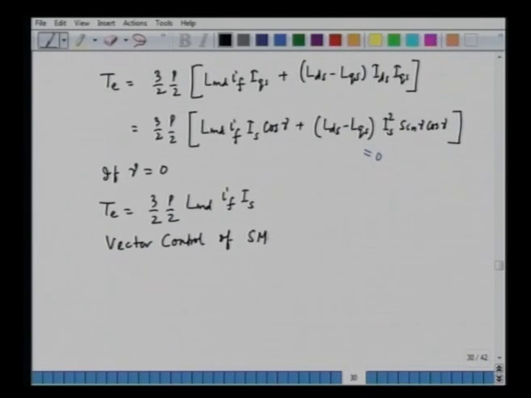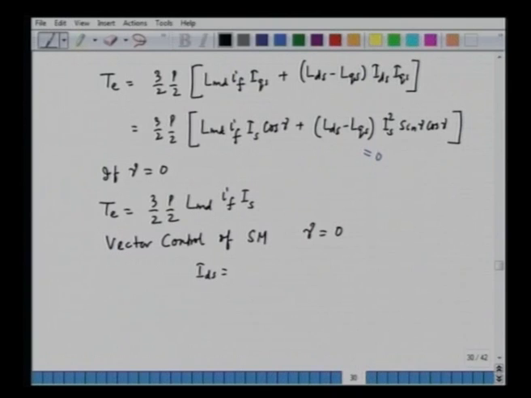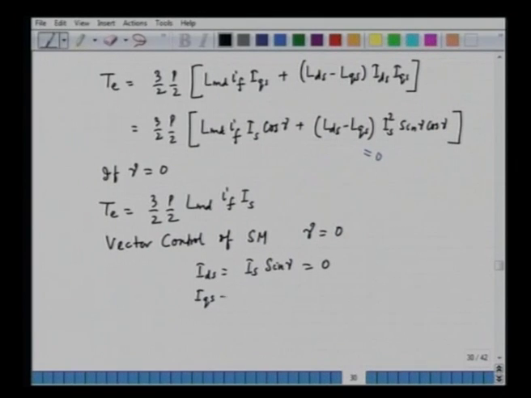Of synchronous motor. So, if gamma equal to 0, what are the two components of currents? We know that IDS is equal to IS into sin gamma, that becomes equal to 0. So, if gamma equal to 0, IDS vanishes. What about IQS? IQS is equal to IS into cos gamma, that is equal to IS, same as the stator current. So, in case of a vector controlled synchronous motor, IDS equal to 0, and the torque is controlled by controlling IQS.